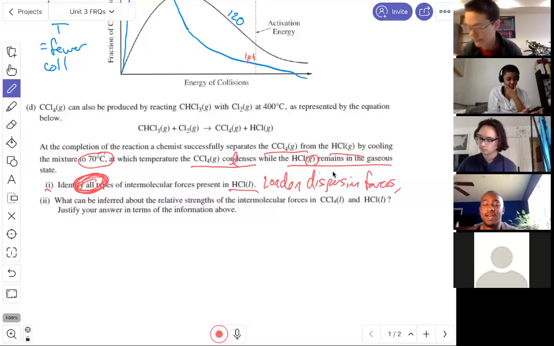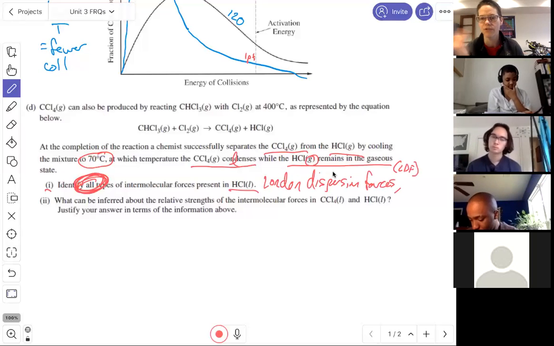Ms. Baskin, I feel like I've asked this before. Do you have to write out London dispersion force, or can you write LDF? The first time you write it, you should write London dispersion forces, and then you can put LDF in parentheses after it, and then refer to it as LDF after that. Okay. What else does HCl have? Dipole. Dipole-dipole.